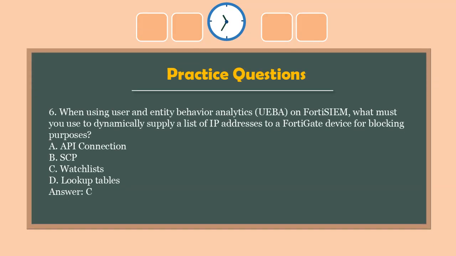6. When using User and Entity Behavior Analytics, UEBA, on FortiSIEM, what must you use to dynamically supply a list of IP addresses to a FortiGate device for blocking purposes? A. API connection. B. SCP. C. Watchlists. D. Lookup tables. Answer: C.